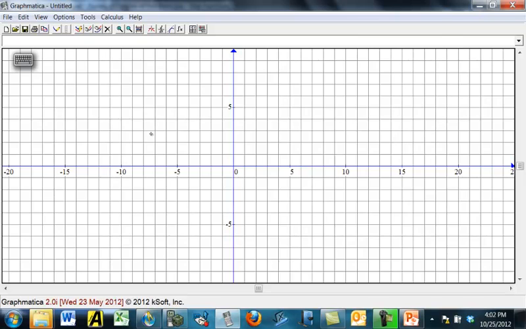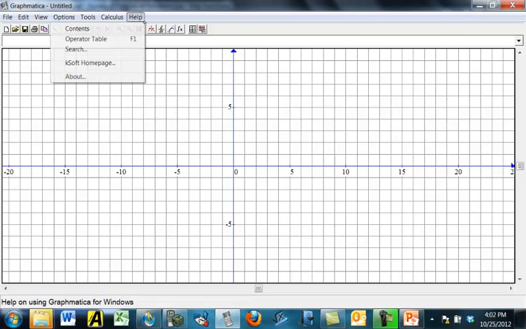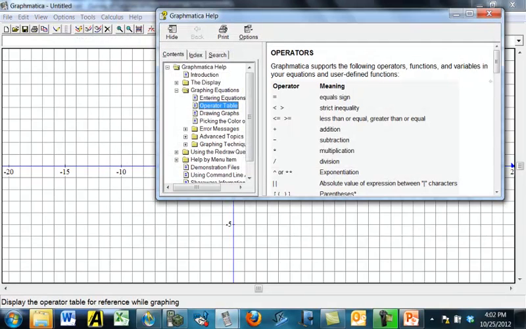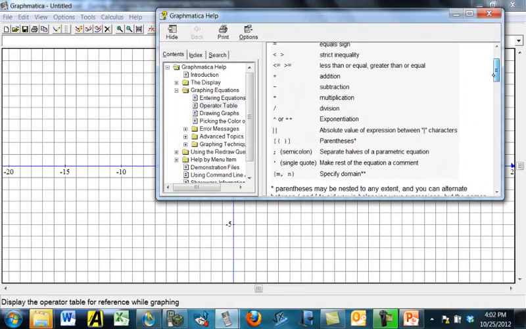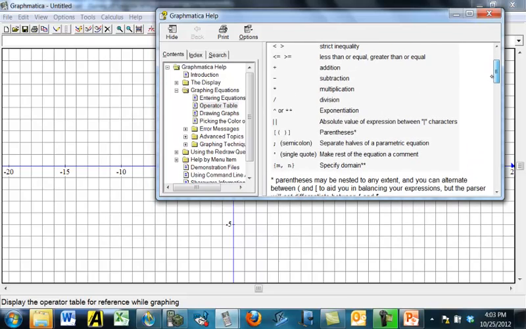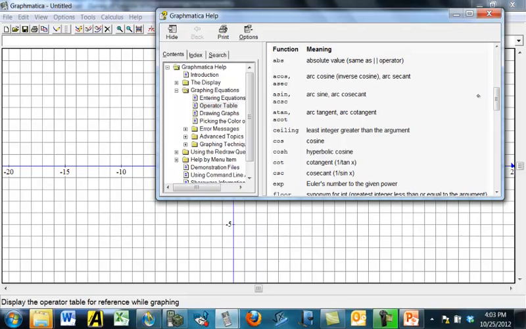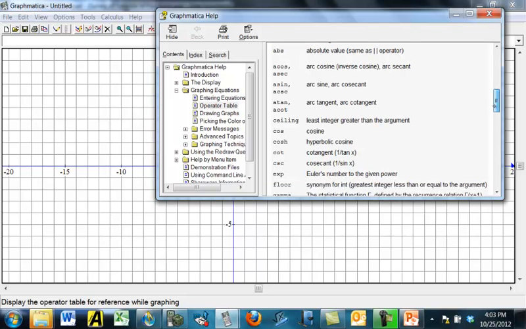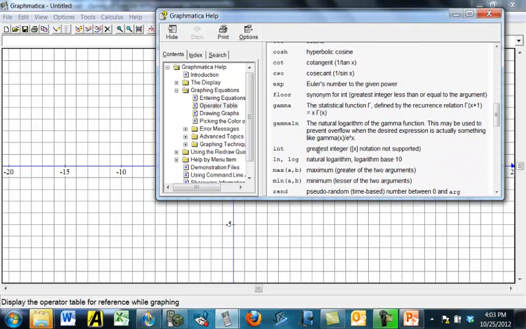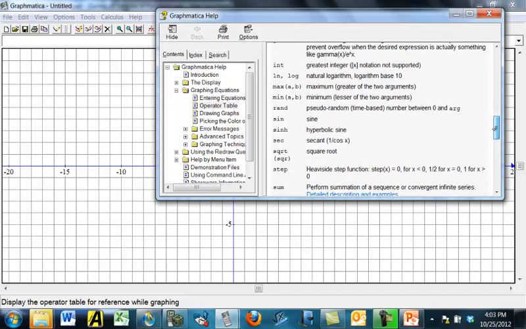Let me also show you this. When you're in Graphmatica, you can go to Help and go to the operator table. There are lots of basic operations here, but they have some built-in functions like absolute value of x is ABS. Ceiling, you spell it out, ceiling. Floor, you spell out floor. Integer is the greatest integer, also noticed. Same thing as a floor, so an alternative there for that.